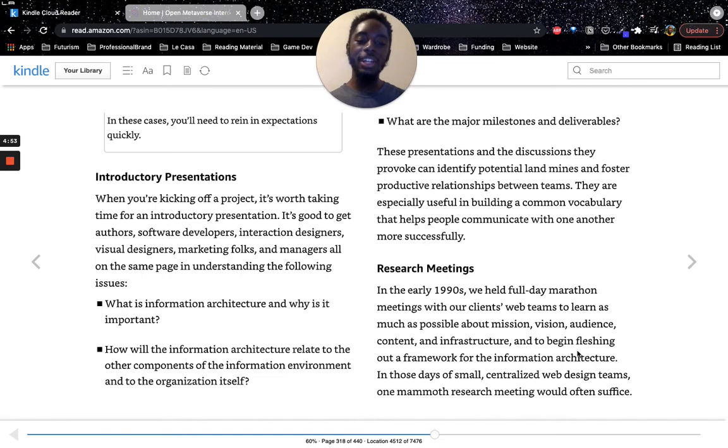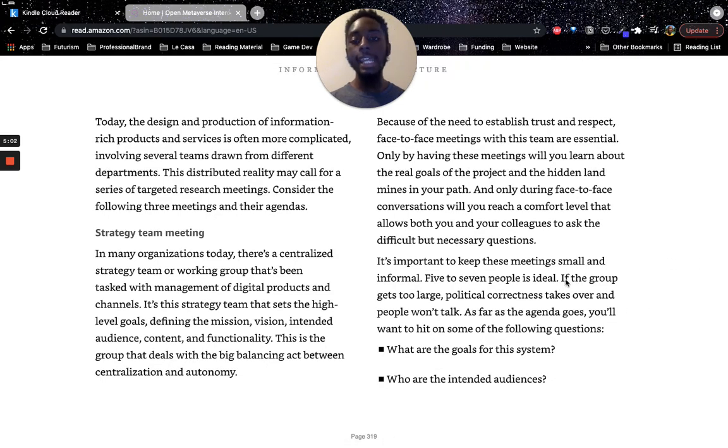And to begin fleshing out a framework for the information architecture. In those days of small, centralized web design teams, one mammoth research meeting would often suffice. Today, the design and production of information rich products and services is often more complicated, involving several teams drawn from different departments. This distributed reality may call for a series of targeted research meetings. Consider the following 3 meetings and their agendas.